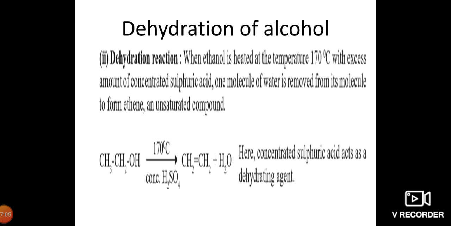When ethanol is heated at a temperature of 170 degrees Celsius with an excess amount of concentrated sulfuric acid, one molecule of water is removed from its molecule and forms ethene as an unsaturated compound. So you can see the reaction. Ethanol in the presence of concentrated H2SO4 at 170 degrees Celsius forms the compound CH2=CH2. This CH2=CH2 is called ethene, which is an unsaturated hydrocarbon. Here the concentrated H2SO4 acts as a dehydrating agent.